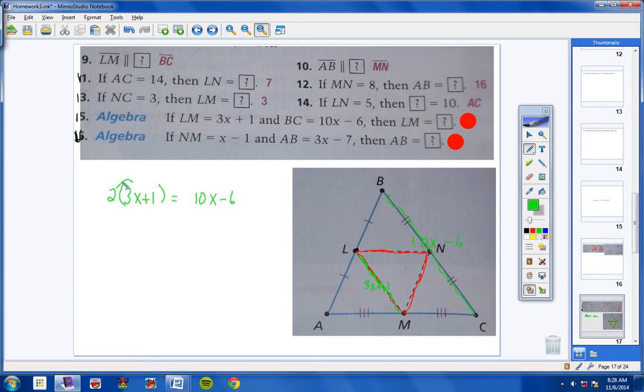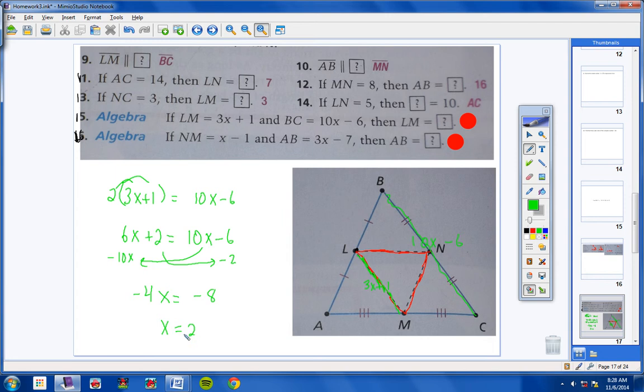Take your 2 and multiply it through, and you'll have 6x plus 2. Bring your 10x over and make it a negative 10x. Bring your positive 2 over and make it a negative 2. And we're left with negative 4x equals negative 8. Now divide both sides by negative 4. And x equals 2. Because negative 8 divided by negative 4 is 2.